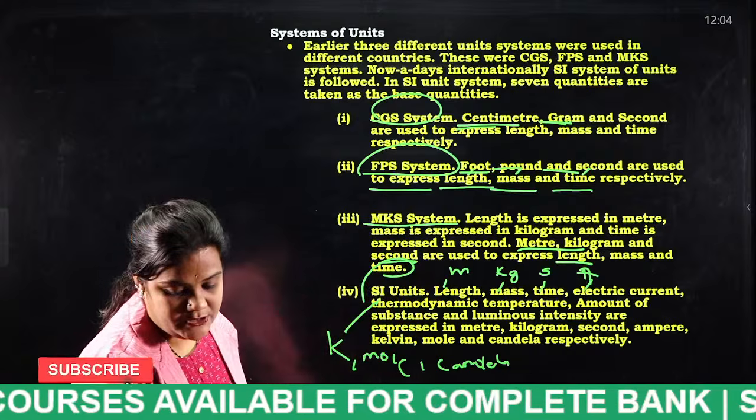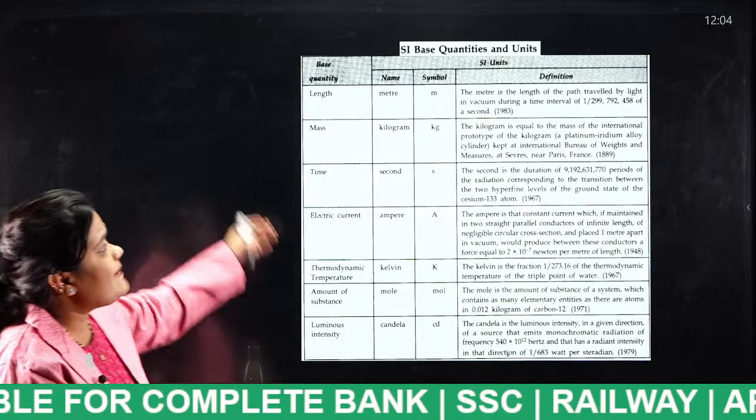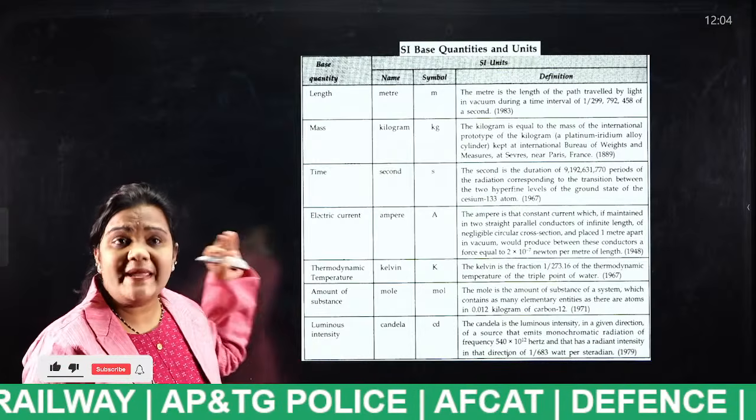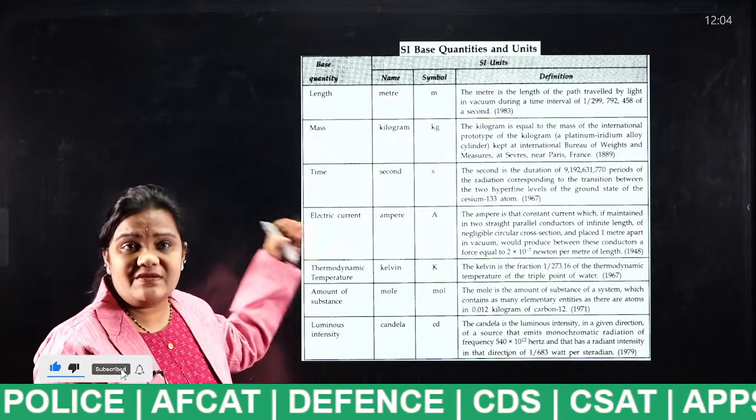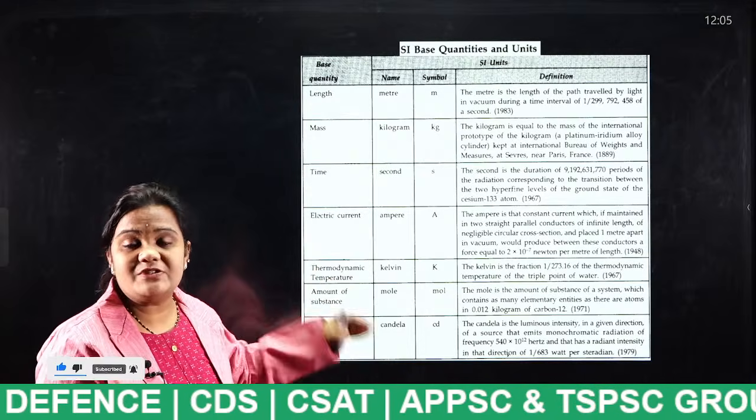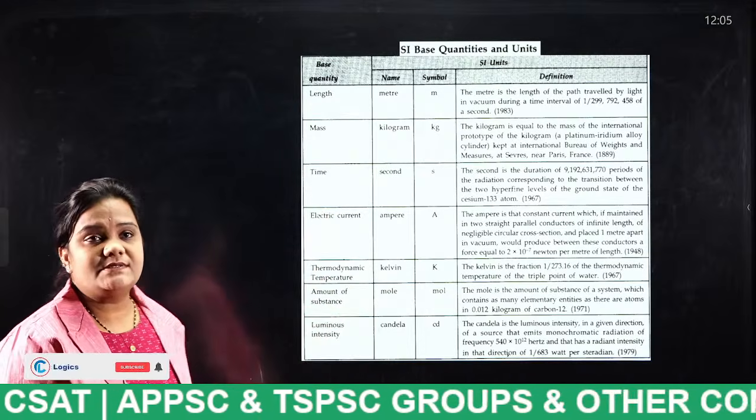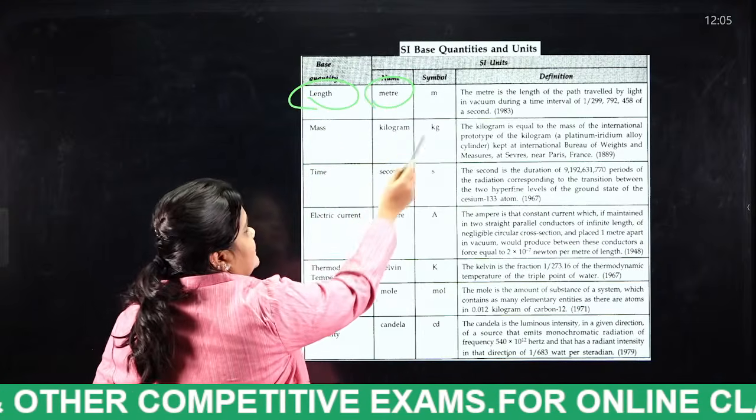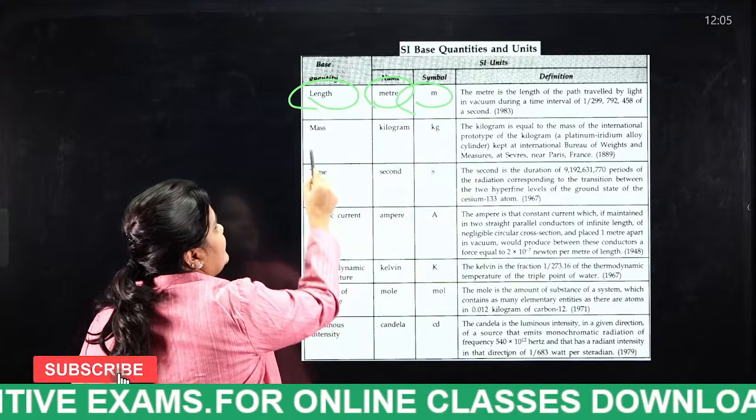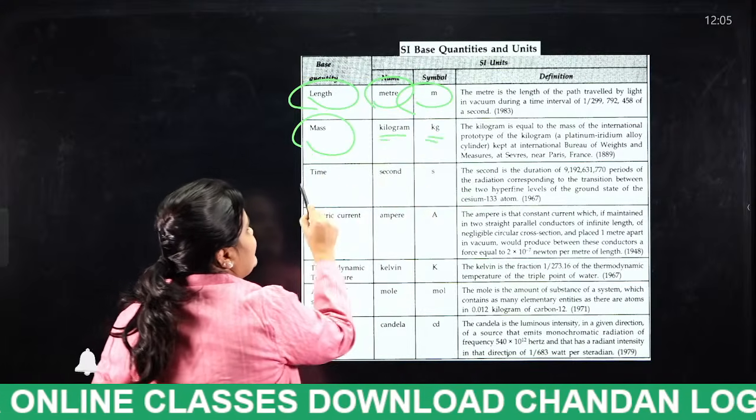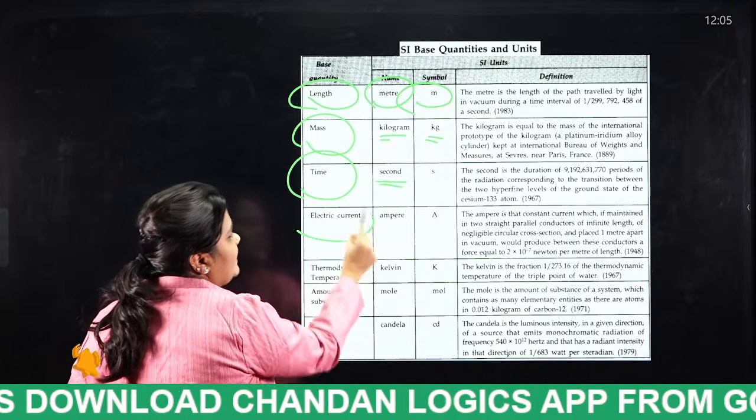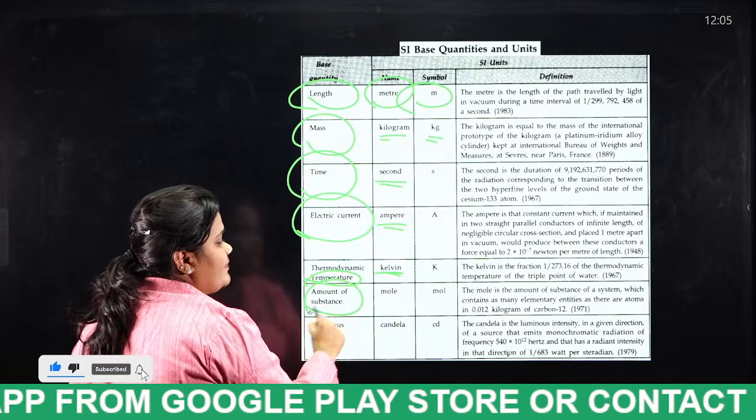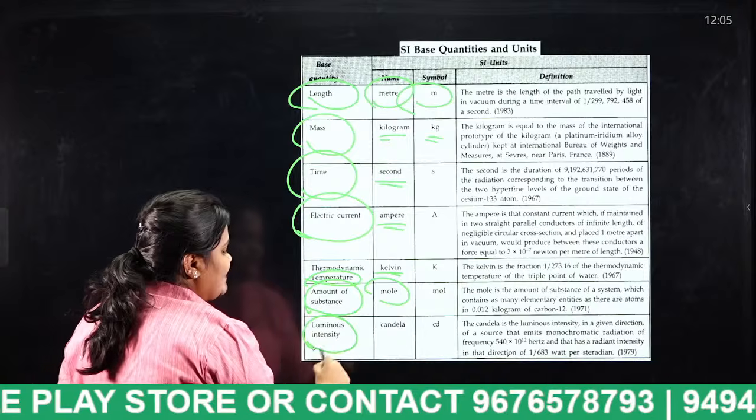Next, these are the SI base units, quantities and units. Very, very important, students. Make a screenshot of it. I have gathered a lot of information regarding all the units. So length, what is the unit of length? Meter, and the symbol is m, as you all know. What is the unit of mass? kg, kilogram. What is the unit of time? Second. What is the unit of electric current? Ampere. What is the unit of temperature? Kelvin. What is the unit of amount of substance? Mole.